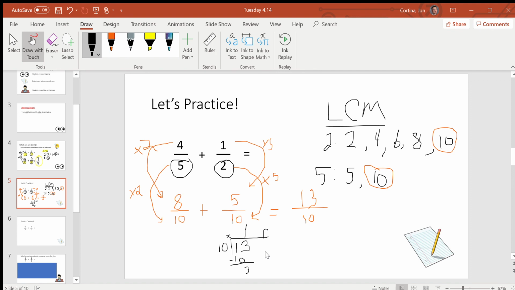Okay, so our new total is 1 whole and 3/10 left over. And that is our final answer in the correct form. You're halfway once you get to this step, but then you need to convert it into a mixed number because it's an improper fraction. Let's try one more together.